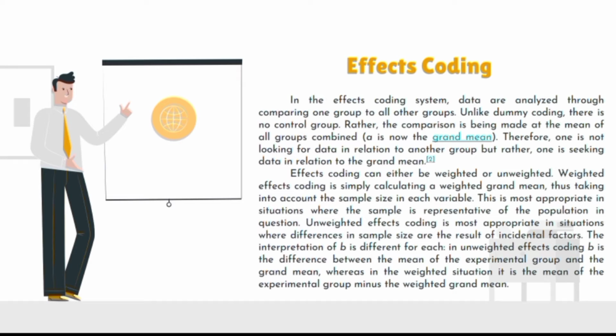This is most appropriate in situations where the sample is representative of the population in question. Unweighted FX coding is most appropriate in situations where differences in sample size are the result of incidental factors. The interpretation of B is different for each. In unweighted FX coding, B is the difference between the mean of the experimental group and the grand mean, whereas in the weighted situation, it's the mean of the experimental group minus the weighted grand mean.